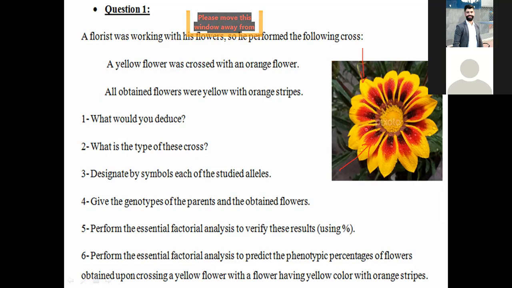Very good. Why didn't I say that this is the case of intermediate? Because we don't have a color that is intermediate between yellow and orange. Why didn't I say it's a case of dominance? Because none of the alleles dominate the other. So this is the case of codominance. How should I answer this? This has a special way to answer it.